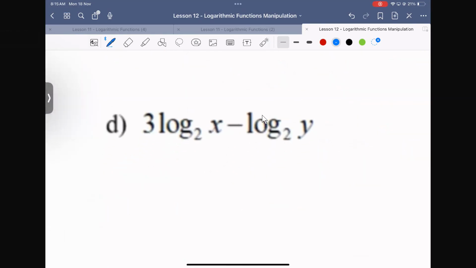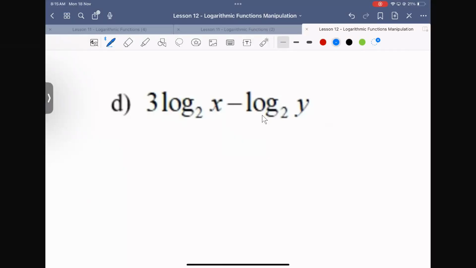Let's try 3. Who could help me here for this one? Zinedine. Let's do it in two steps. Which step do we do first, Zinedine? First, we have to simplify the left term. Why? Because of order of operations, exponents come first, and that's going to move to the exponent. So we get log base 2 of x cubed minus log base 2 of y. And then we can do log base 2 of x cubed over y.